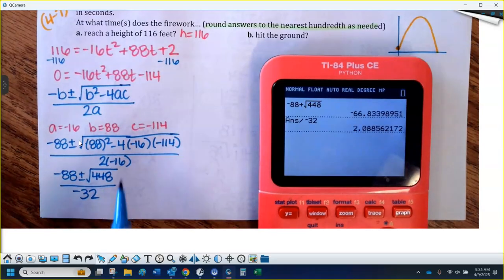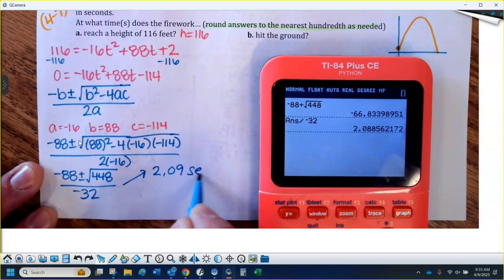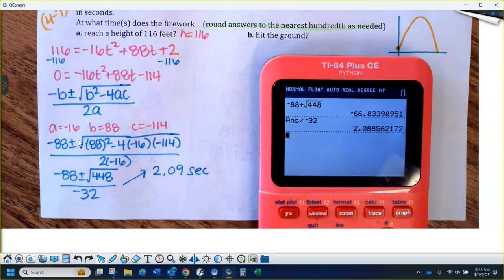All right, so I'm going to round this to 2 decimal places, 2.09 seconds. That's what I got if I did negative 88 plus. Then I'm just going to repeat that real quick and do negative 88 minus that same square root, 448. Hit equals or enter, and then divide it by the negative 32.